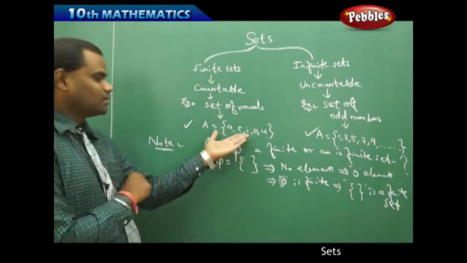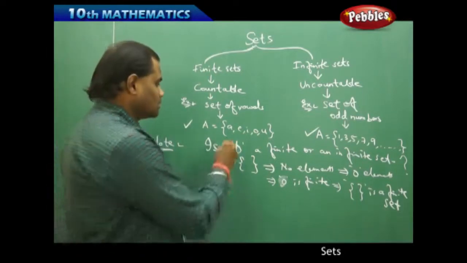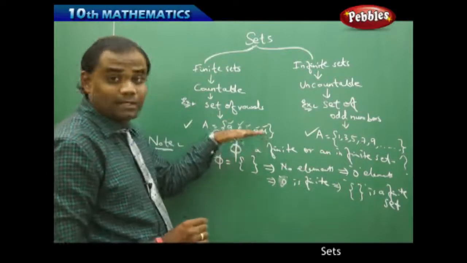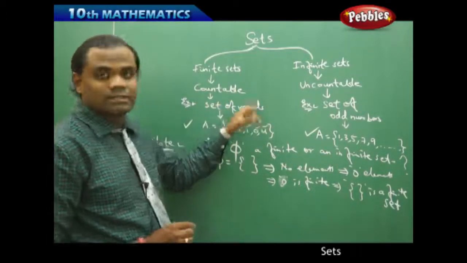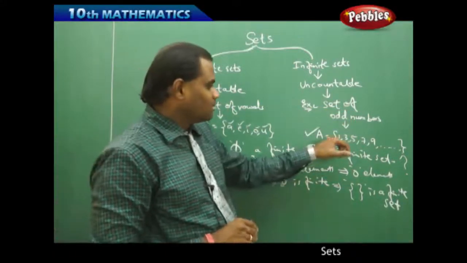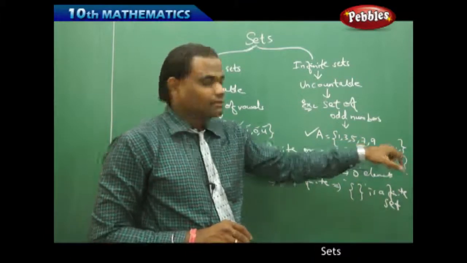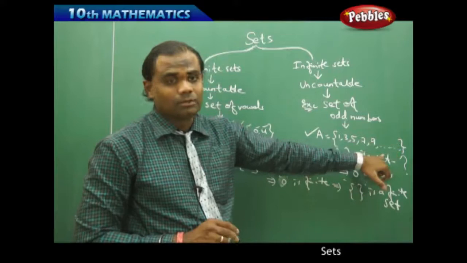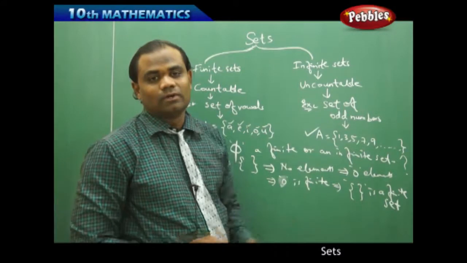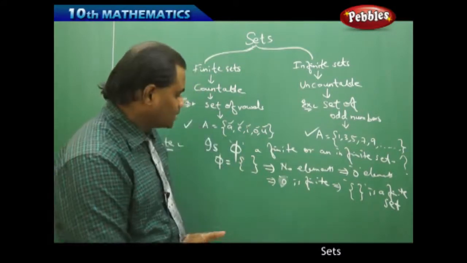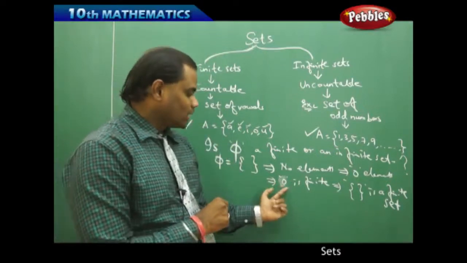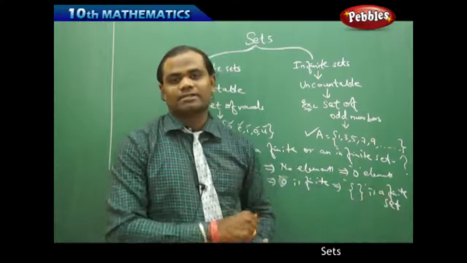As taken with this example, the set of vowels is a finite set because the number of elements here is 5 and 5 is a finite number. So this set is finite and hence the set of vowels is a finite set. For example, when I take the set of odd numbers, the numbers are 1, 3, 5, 7, 9, etc. The number of elements here is infinite, uncountable. Therefore, the set of odd numbers is infinite. Similarly, a null set is a finite set because the number of elements in the null set is 0 and 0 is finite.